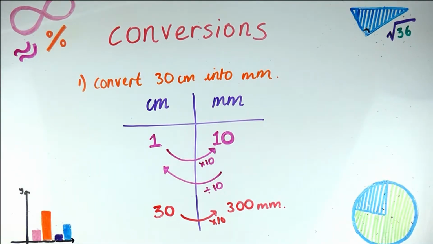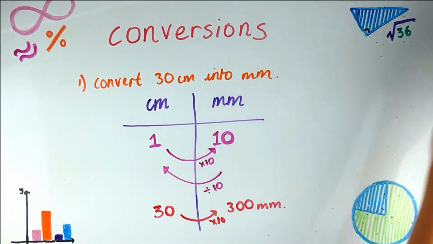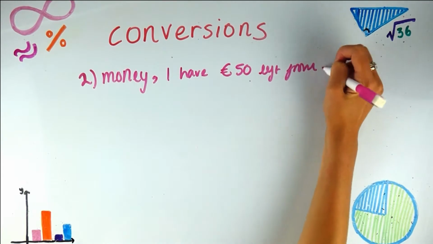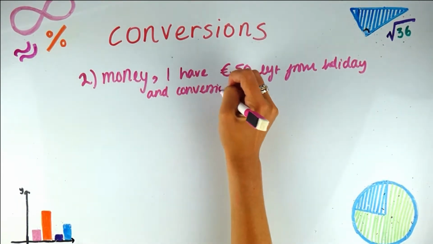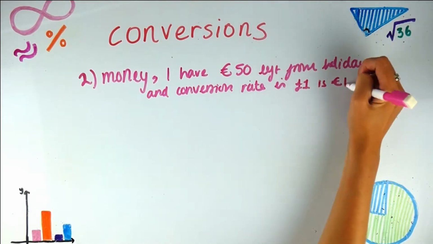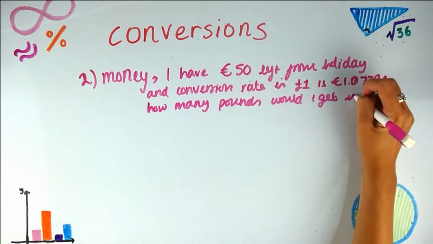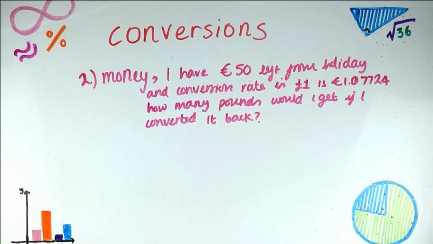And I'm going to do an example with money, which will be super useful for holidays. Okay, so a money example. I have 50 euros left over from my holiday, and the conversion rate is £1 is 1.07724 euros. How many pounds would I get if I converted it back? So basically, how many pounds is 50 euros?